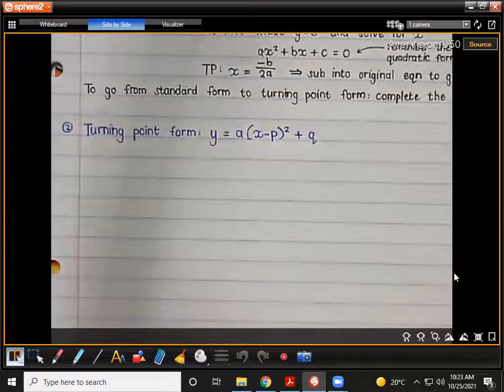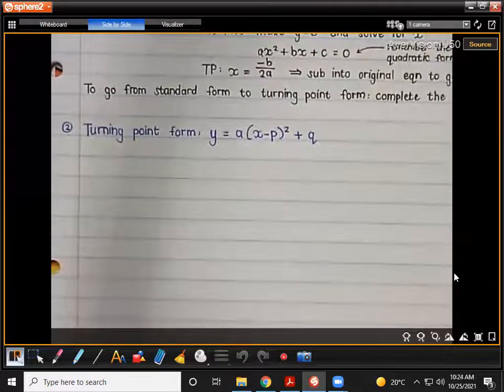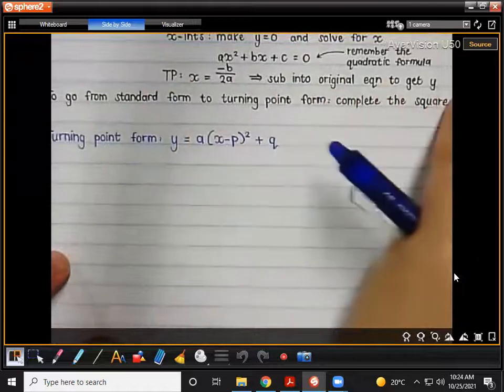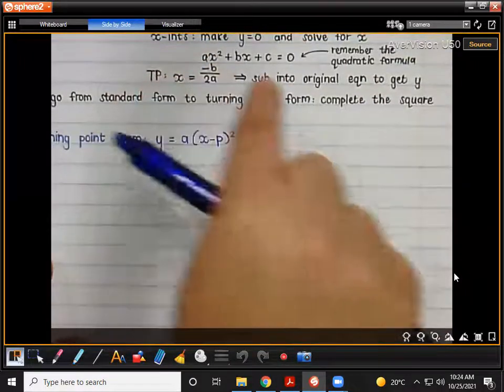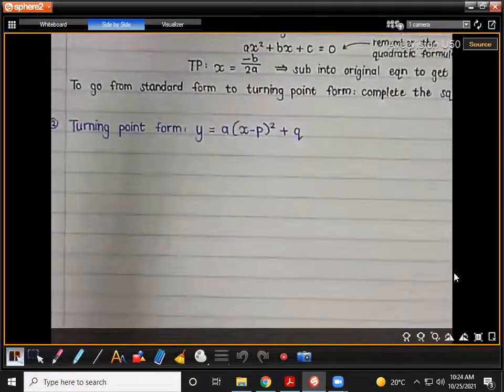Okay, now guys, notice that there's no B or C value here. We are not going to say that Q is our y-intercept. In some cases it might be, but not always. So when it's written in turning point form, you can't just tell what the y-intercept is straight away. But you can see what the turning point is straight away. So you don't have to do this whole calculation. You don't have to do x equals minus b over 2a and then sub it in. You can see what the turning point is from this formula.